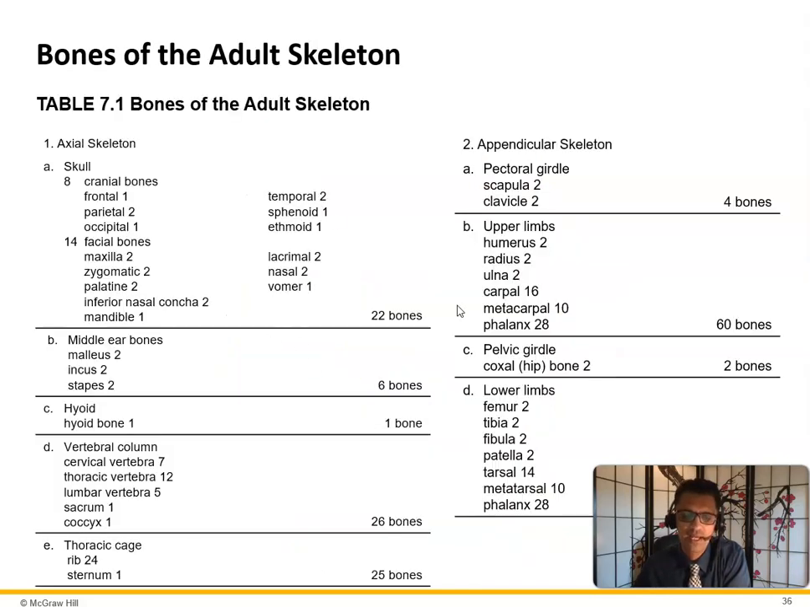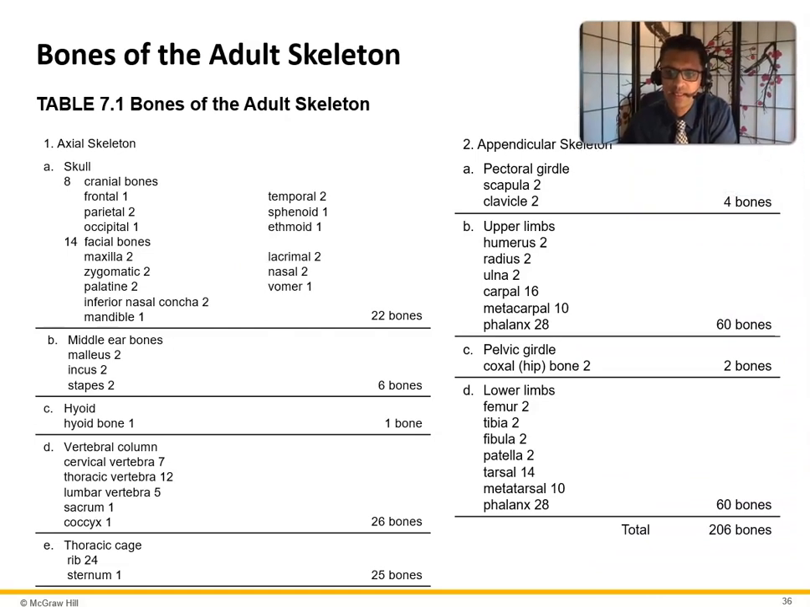Okay, so here's this outline again for you. This was seen previously, but you can always look at this again, how we derived 80 and then 126 for a total of 206 bones right there.